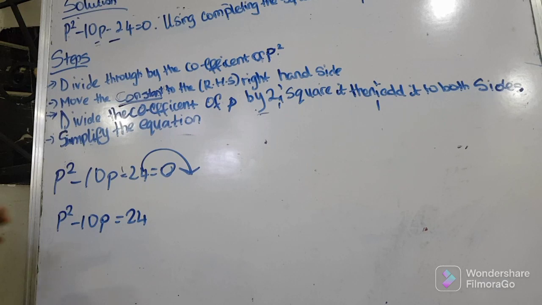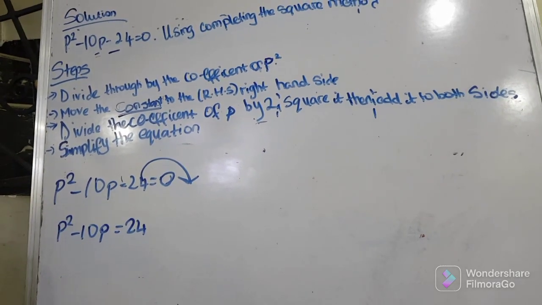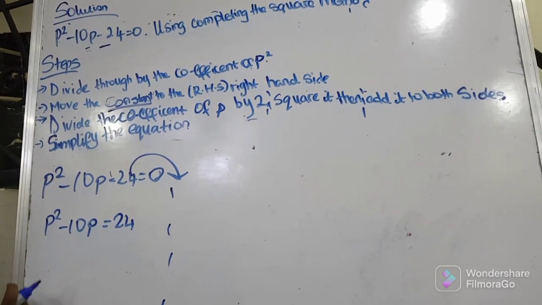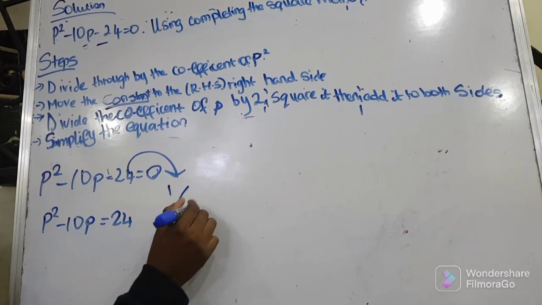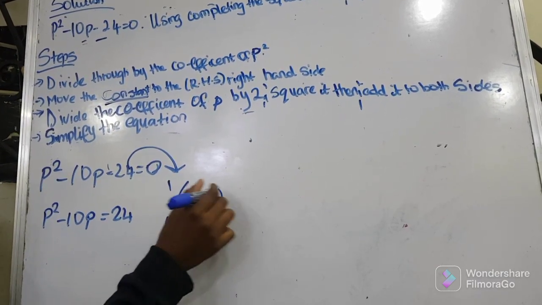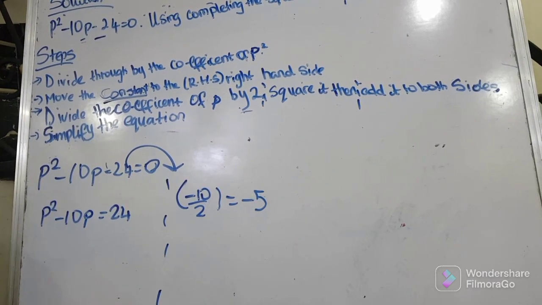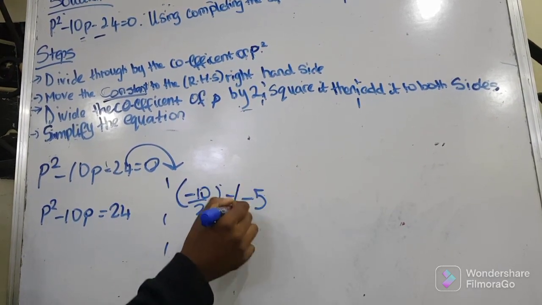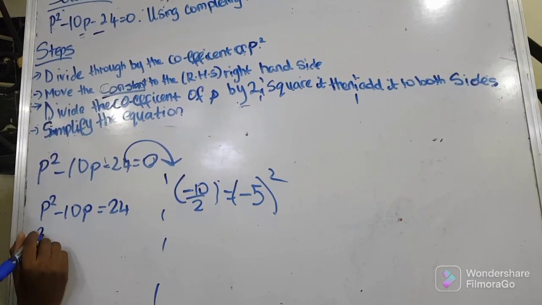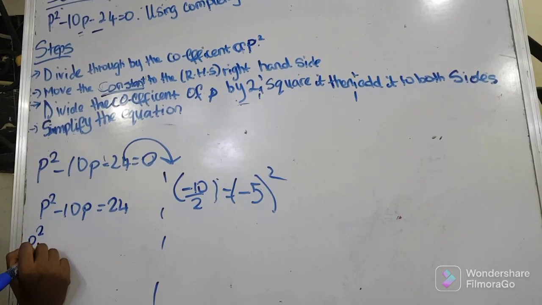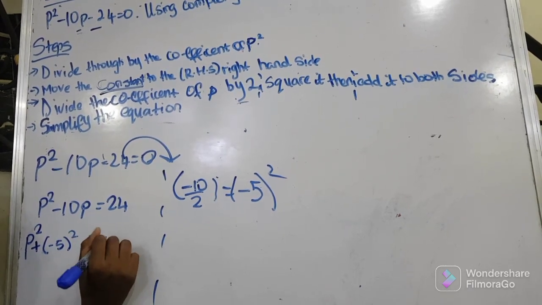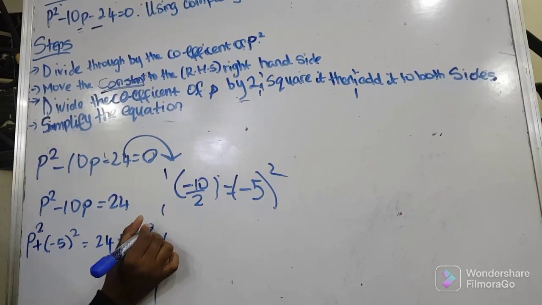Divide the coefficient by 2, square it, then add it to both sides. Let's break down the steps. Divide the coefficient of p by 2. The coefficient of p, minus 10 divided by 2, is going to be equals to minus 5. Then square it. So p square plus open bracket minus 5 square equals to 24 plus open bracket minus 5 square.